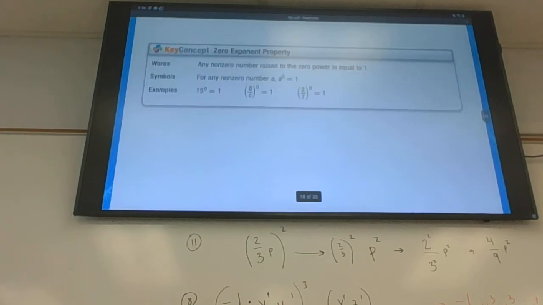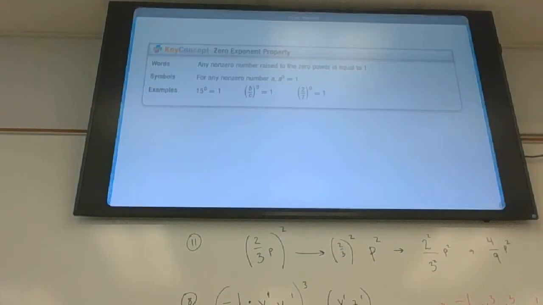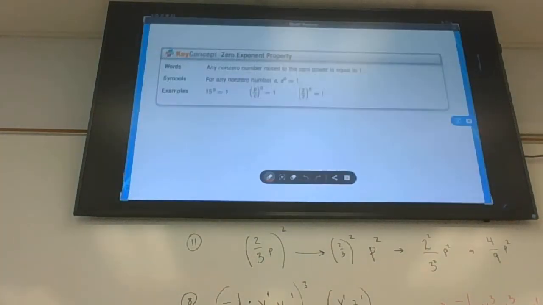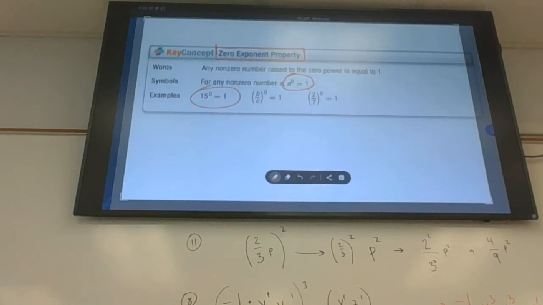Okay. Next property, the zero exponent property. Anything to the zero power is 1, not 0, which is absolutely not what your brain would think. Anybody in their right mind sees the power is 0, they're going to think it's 0. That's what you would guess. It's not true. I'm going to try to show you why.